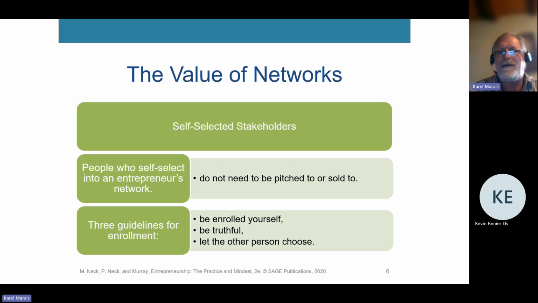There could be people, the resources that they have. They could be subject matter expertise. They could have funding. They could simply give advice, introductions to others, everything. But these are people, because they've self-selected, they have decided they want to be in your network. You don't have to pitch to them. You don't have to canvas to them.